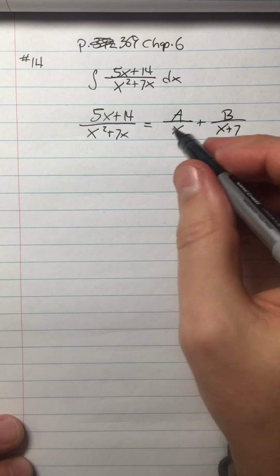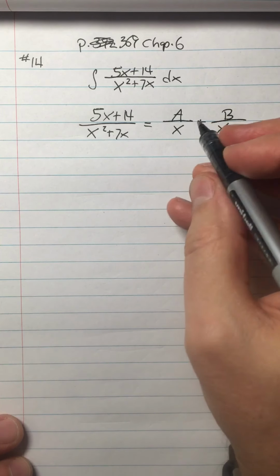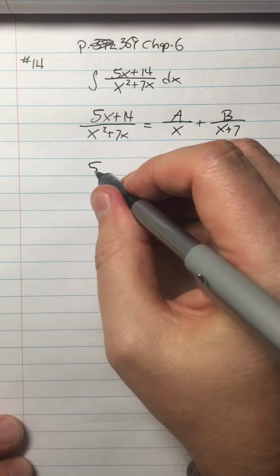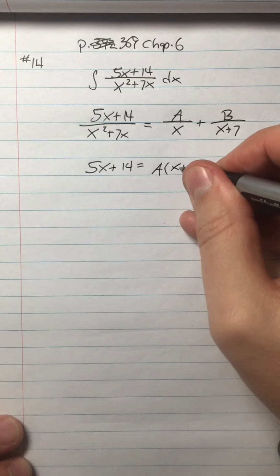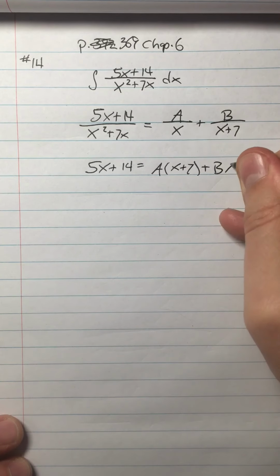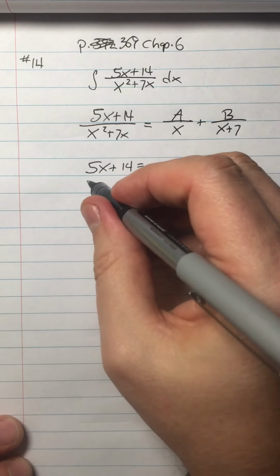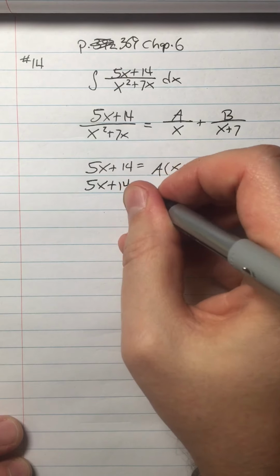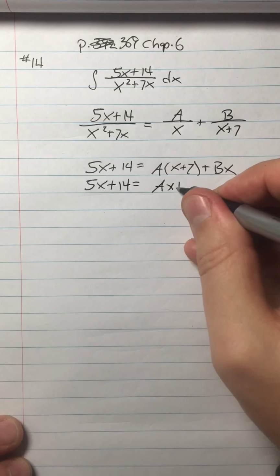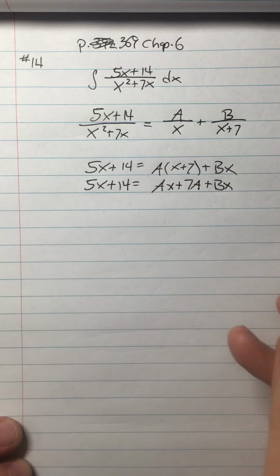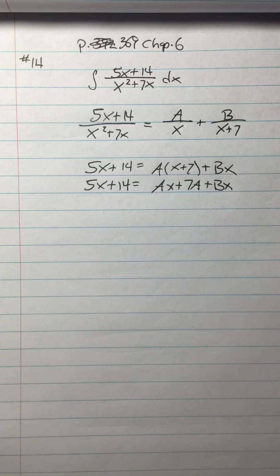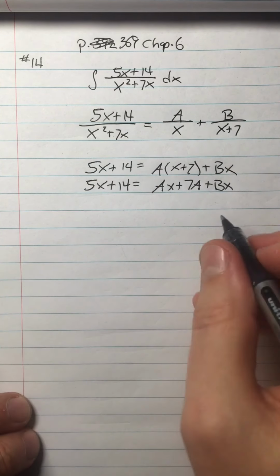So then multiplying everything by x times x plus 7, I'm going to have 5x plus 14 equals a times x plus 7 plus bx. And then distributing out the a, in this case, is the only thing we have to distribute. So I have ax plus 7a plus bx. So a little bit fewer things. Sometimes it's more confusing when we have fewer things, but I think in this case not.